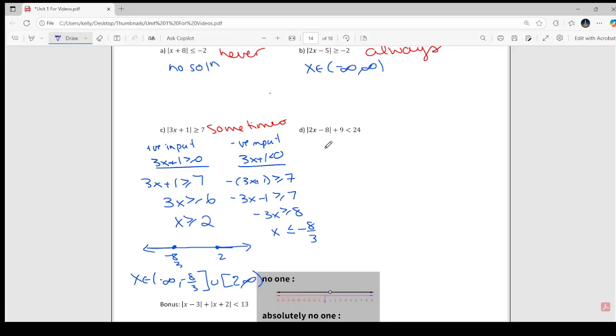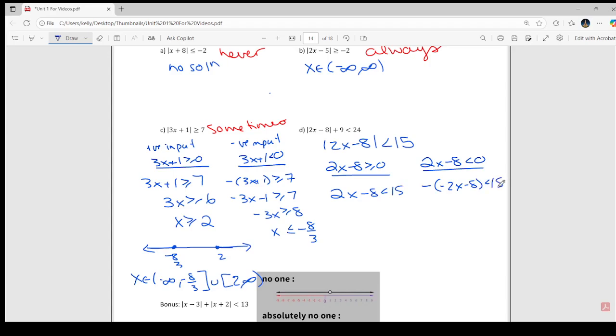Over here, we still have to remember to isolate first. 2x minus 8, the absolute value, is less than 24 minus 9, so 15. Okay, our input is positive if 2x minus 8 is greater than or equal to 0, and our input is negative if 2x minus 8 is less than 0. If it's positive, our input is equal to our output. If negative, our input is the opposite of our output. I will solve this by adding 8 to 15 and then dividing by 2.